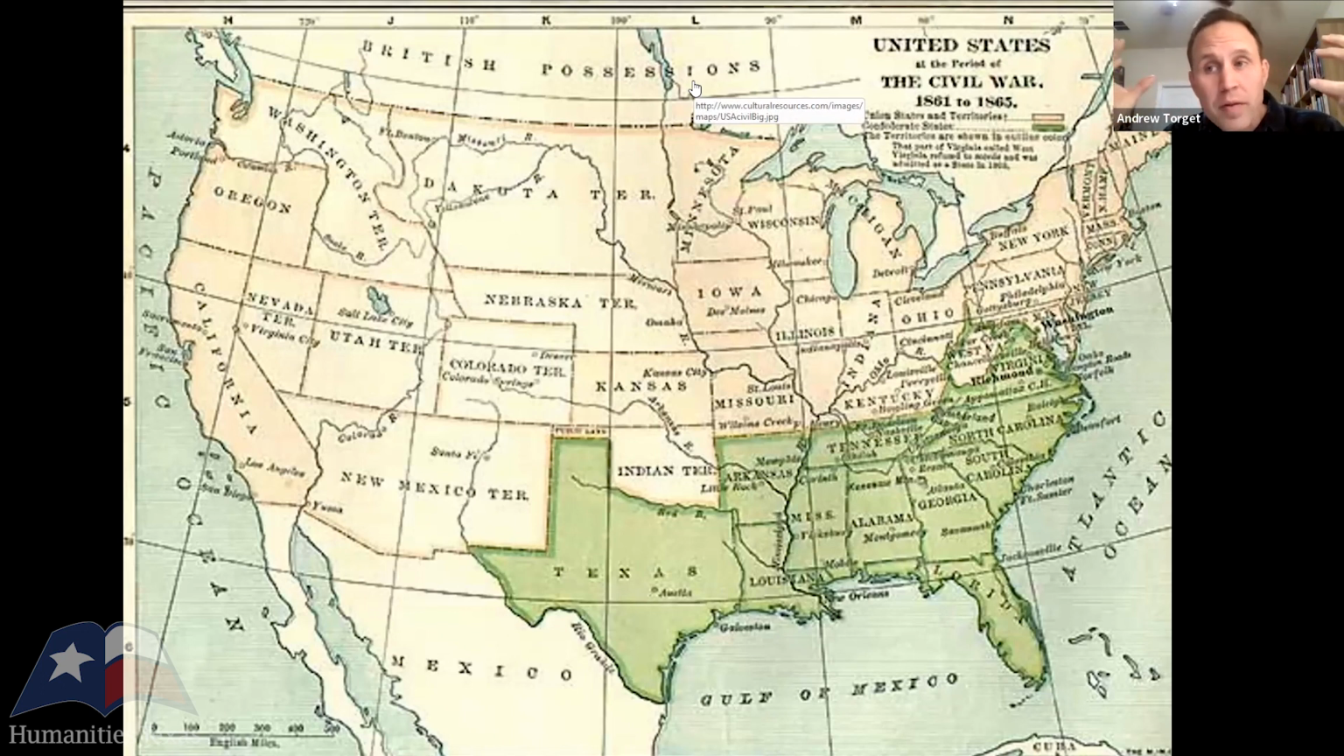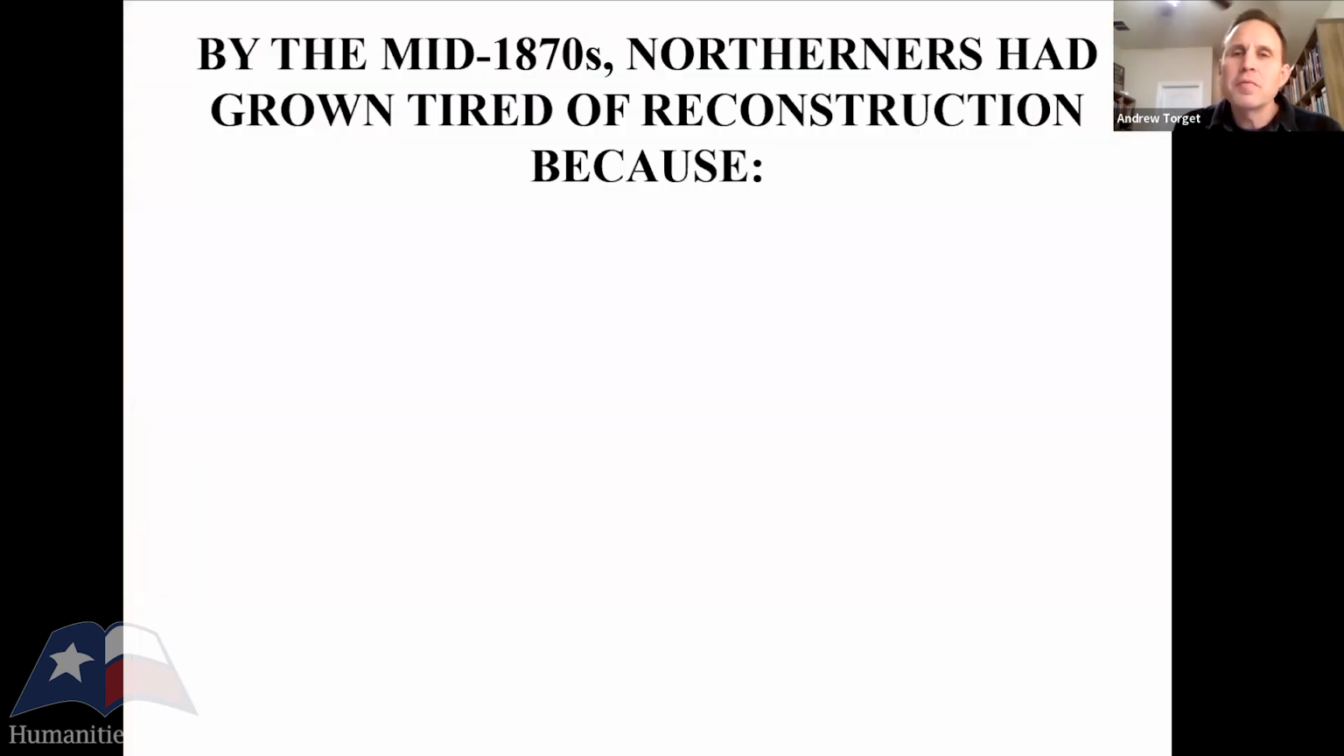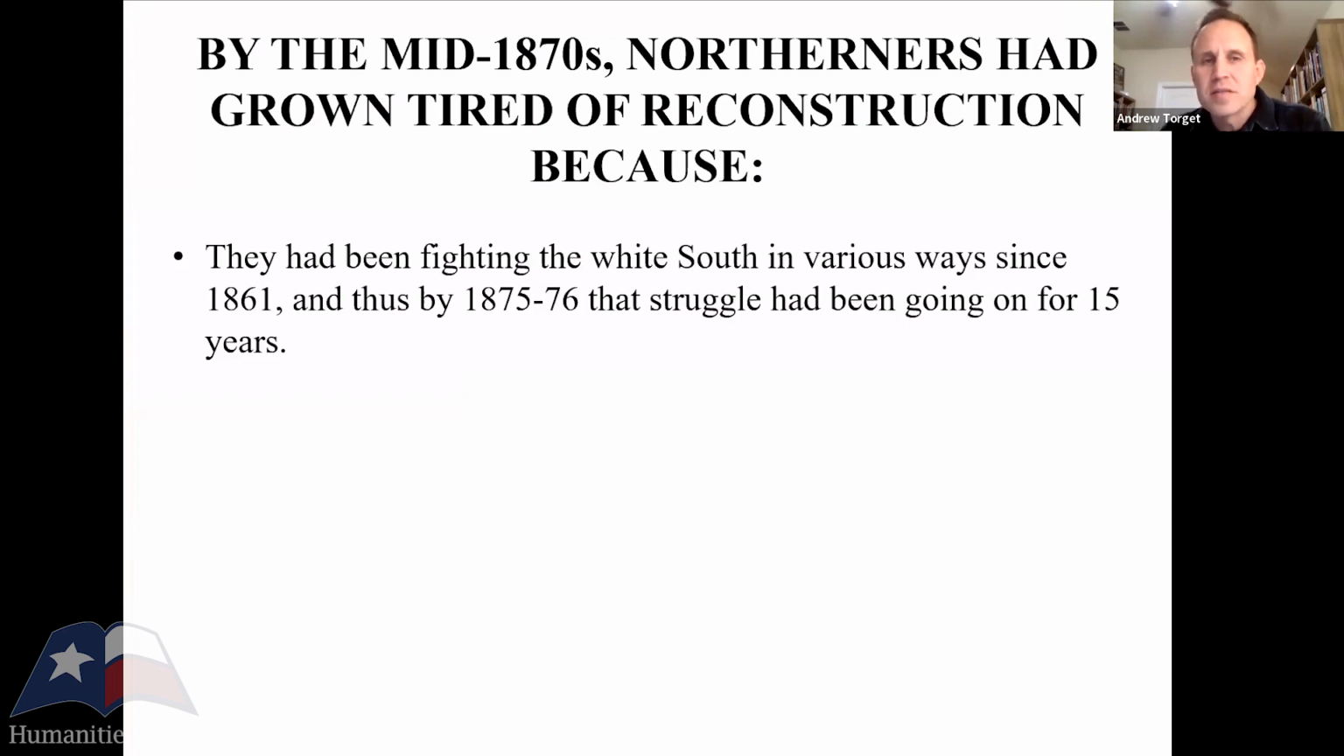shifts in the North, which is that white Northerners are kind of tired of Reconstruction, tired of paying for Reconstruction, and really tired of fighting the white South on pretty much everything. And so it's at this moment that the will to keep going in the North starts dissipating amongst white Northerners. And so by the mid 1870s, Northerners have really started kind of backing off a little bit from the struggles of Reconstruction for all the reasons I just mentioned.